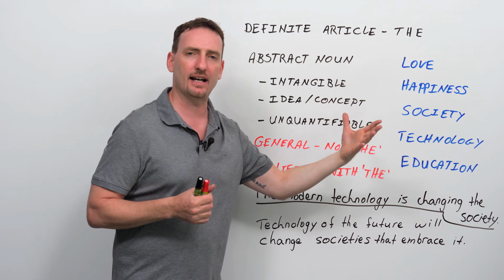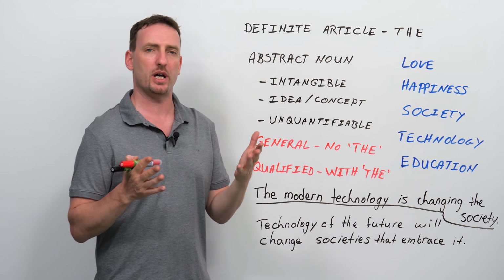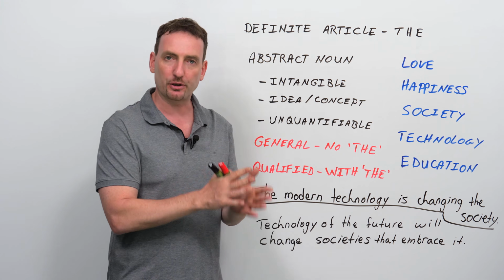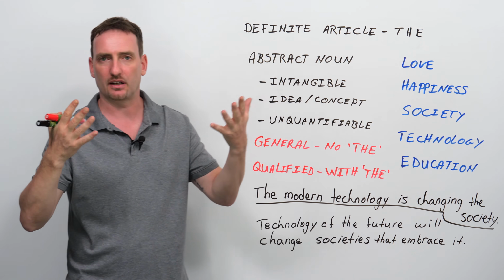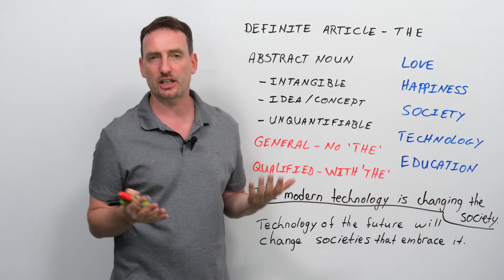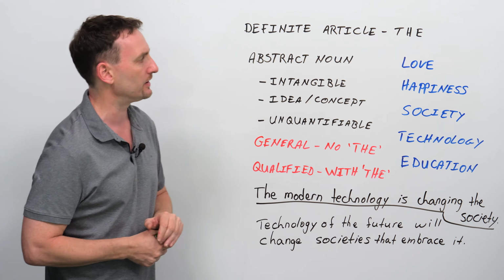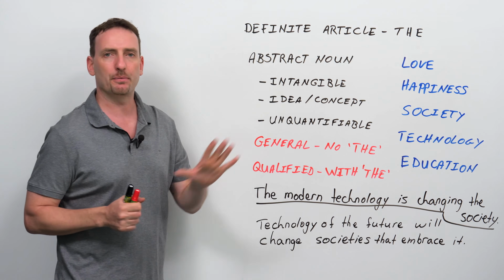And then I'm also going to look at the same or similar situation with singular and plural nouns that basically encompass or include a whole collection of things. And you'll understand a bit more when I get to that. So we're going to start with an abstract noun.